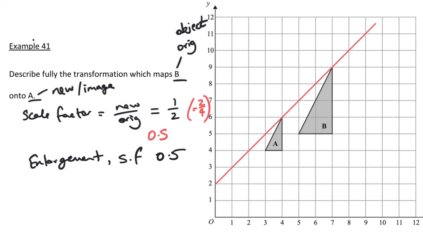So I've drawn one through the top of each triangle. I'm going to go one through the right angle now. And then we'll do one again through the front point. And we can see that they've all converged through this point here, 1, 3. So we know it's an enlargement, scale factor of 0.5 and a centre of 1, 3.